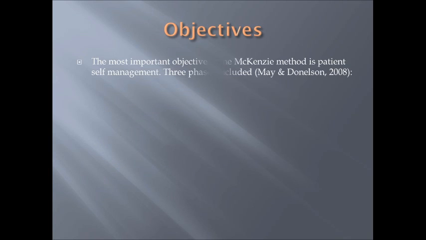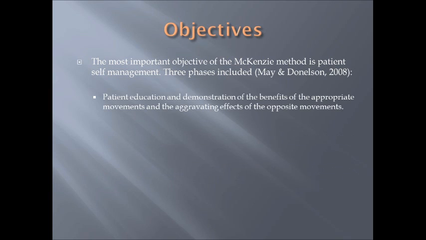The most important objective of the McKenzie method is patient self-management. However, this objective includes three important phases. The first phase includes patient education and demonstration of how the end-range movements and the instructed position can affect their symptoms in a beneficial manner. At the same time, it's paramount for the patient to understand how the opposite directions aggravate their symptoms.